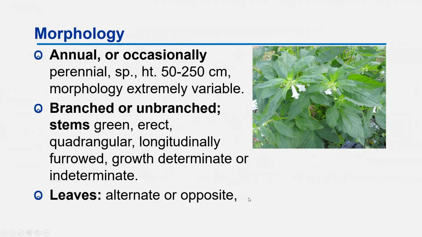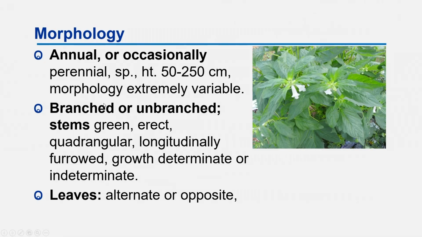Now we go to morphology. Morphology is basically the external appearance of the plants, how they look, what kind of shoots are there, how the root growth happens and so on. So sesame is an annual or occasionally perennial crop, and its height is 50 to 250 centimeter. The range is quite wide.